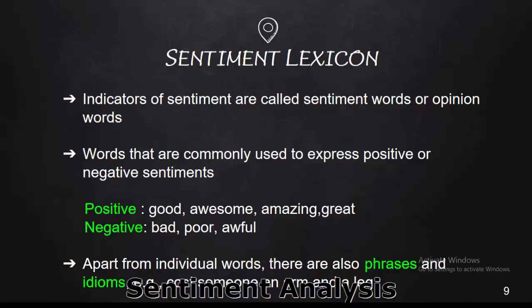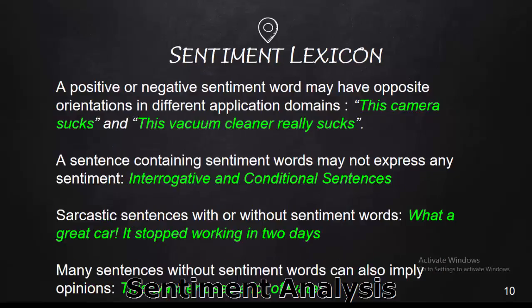Apart from individual words, there are also phrases and idioms like "cost someone an arm and a leg." A sentiment word may have opposite orientations in different application domains. Like "this camera sucks" is bad for any camera, but "this vacuum cleaner really sucks" is good for a vacuum cleaner. So the context is different in both sentences.